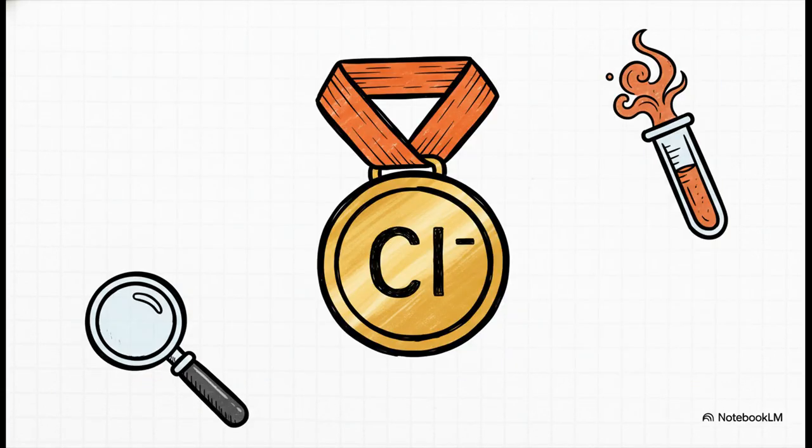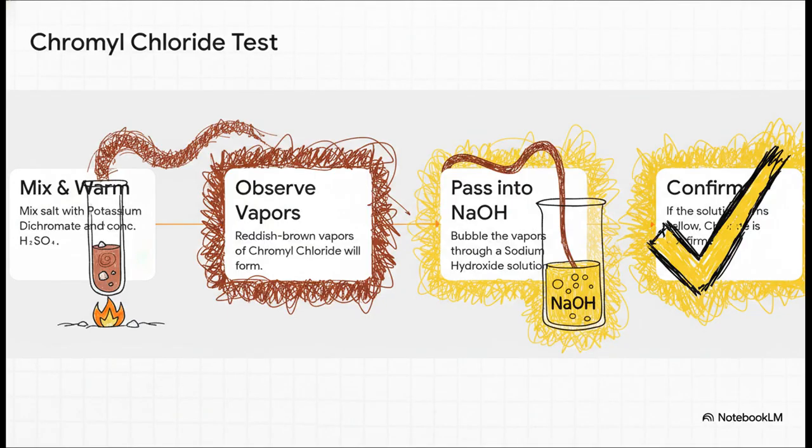Okay, so let's say all our initial tests are screaming chloride. The chromyl chloride test is the definitive way to prove it. This one is a classic for a reason. It's incredibly specific and gives a really clear visual result that is almost impossible to misinterpret. Now the procedure here has to be done carefully. You mix the salt with potassium dichromate and acid to make these reddish-brown vapors.